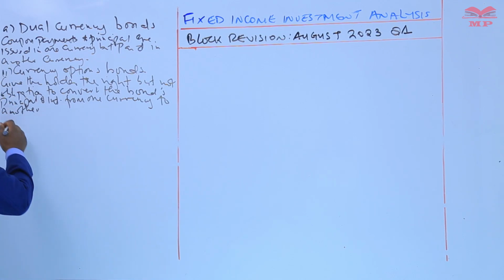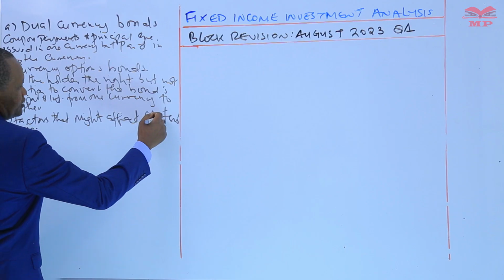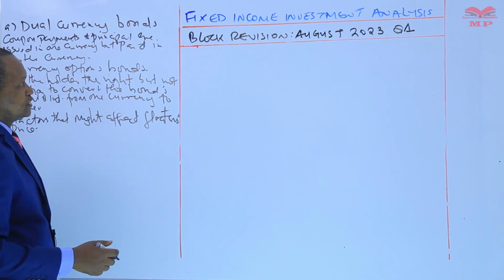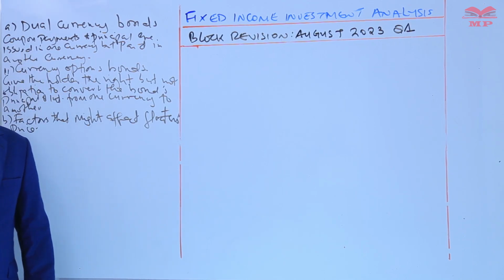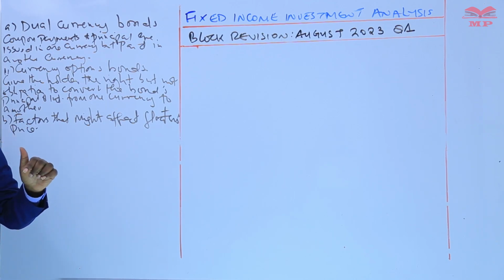Then part B, describe 3 factors that might affect floater's price. Factors that might affect floater's price. Now, floaters are also known as floating rate bonds. These are bonds whose interest rates are not fixed but adjust periodically according to specified benchmark interest rates, such as the LIBOR or government bond yield.